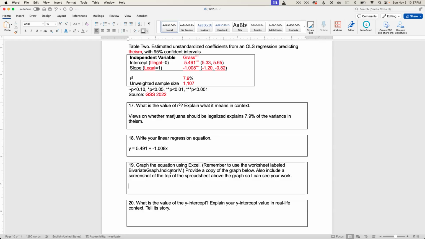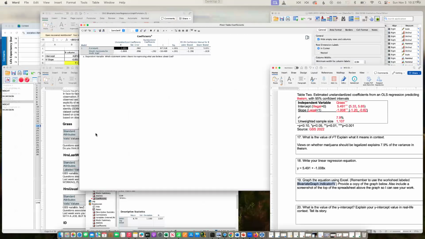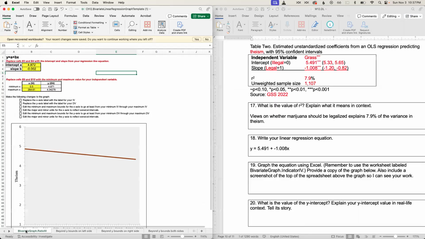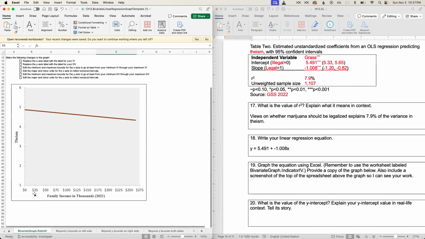So it says using the worksheet bivariate graph dot indicator IV. Because we only have 0 or 1, we're not going to have a line, right? You'll see this sometimes in articles. I don't think it's good when they do this, when it's categorical, but there's only going to be 2 values, the 0 and the 1. And so it doesn't make sense to show this kind of line like that. And so instead, we'll just do a bar graph.